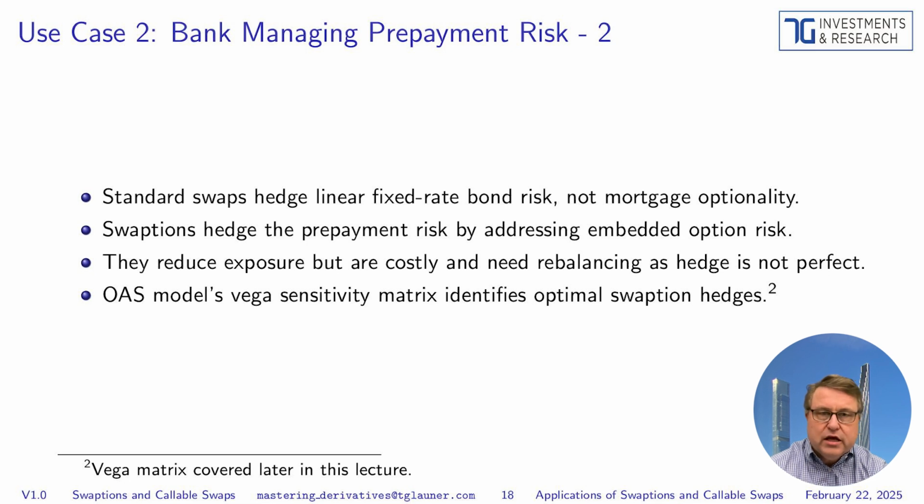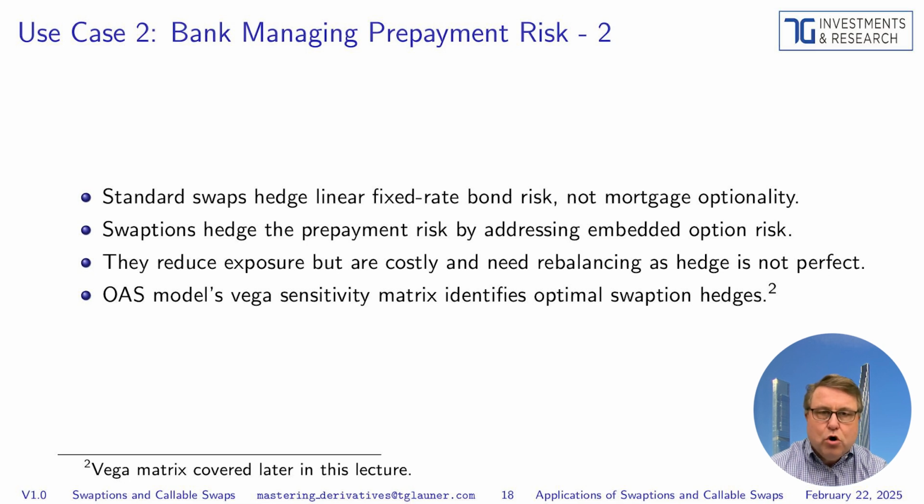To better manage these risks associated with MBS investments, banks may use swaptions to offset the nonlinearity of interest rate exposure. Swaptions specifically address embedded optionality within mortgage-backed securities by allowing banks to hedge potential losses from prepayments more directly than standard swaps. However, swaptions are generally more expensive than traditional hedges and require periodic rebalancing, since they do not provide a perfect hedge against all exposures.